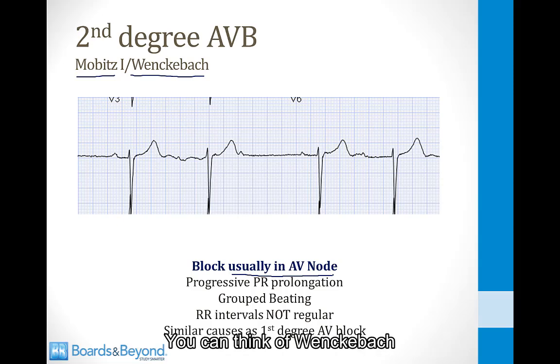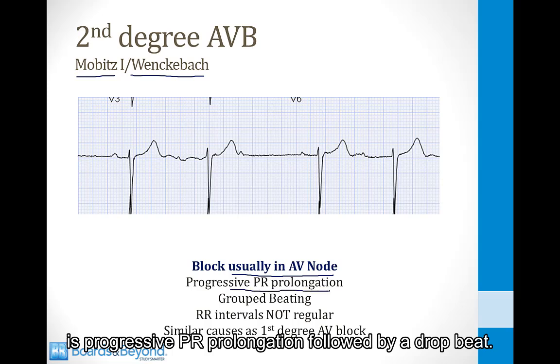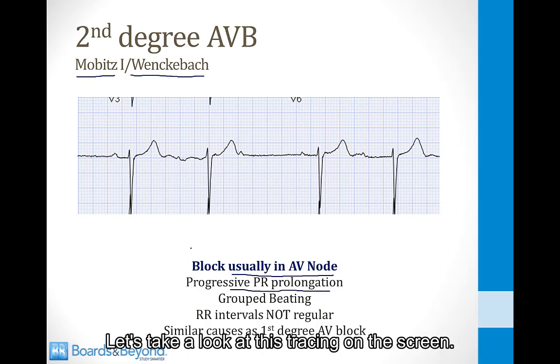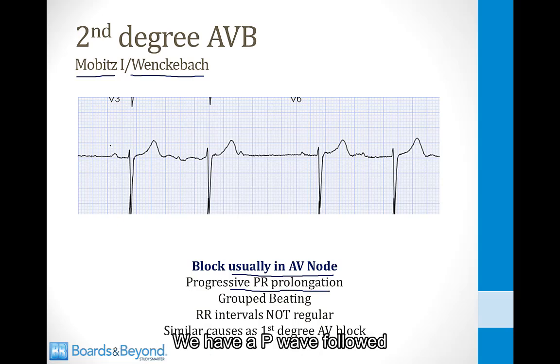You can think of Wenckebach block as a first-degree AV block that gets worse with each heartbeat until such time as there is a non-conducted P wave. The hallmark of Wenckebach block is progressive PR prolongation followed by a drop beat. Let's take a look at this tracing on the screen. We have a P wave followed by a slightly prolonged PR interval. We then have another P wave followed by a longer PR interval.